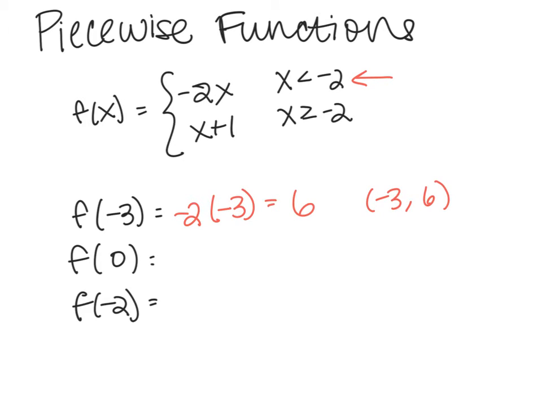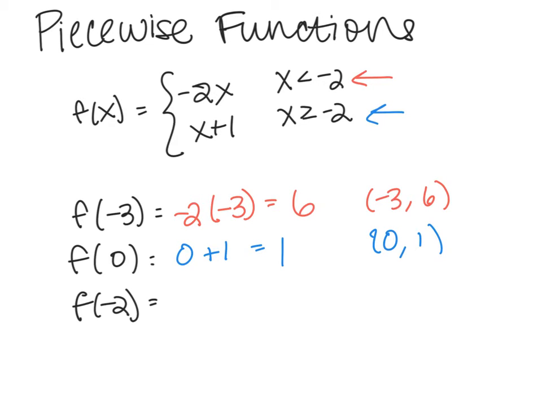And the second one, f of 0. 0 is greater than negative 2, so therefore we would plug it into the bottom equation. We would just get 0 plus 1, which equals 1. So we know the point 0, 1 is on the graph.